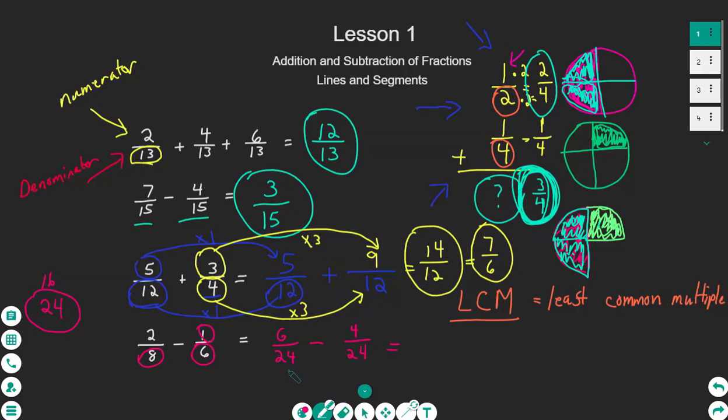Now we just need to complete the problem here and subtract. So 6 minus 4 is going to be 2. And of course, we're still over the 24. And if we want to, we could reduce this, divide the numerator and the denominator by 2, and we'd end up with 1/12. And there's our solution. All right? So hopefully this is very easy for you, and it's just review from previous years. But if not, that's all right. We're just, again, kind of getting our feet wet and making sure that we have these foundational concepts in place.